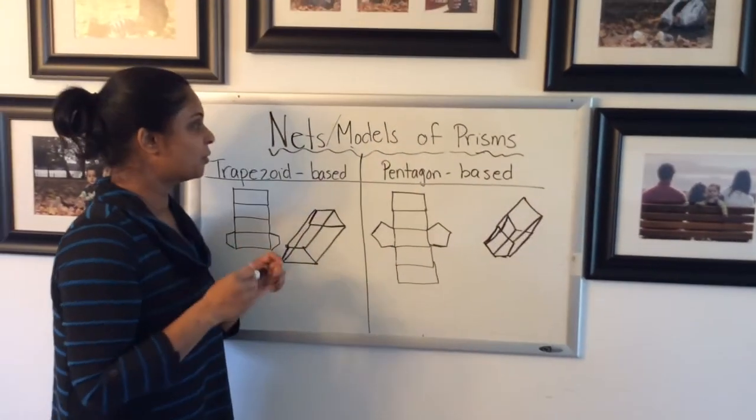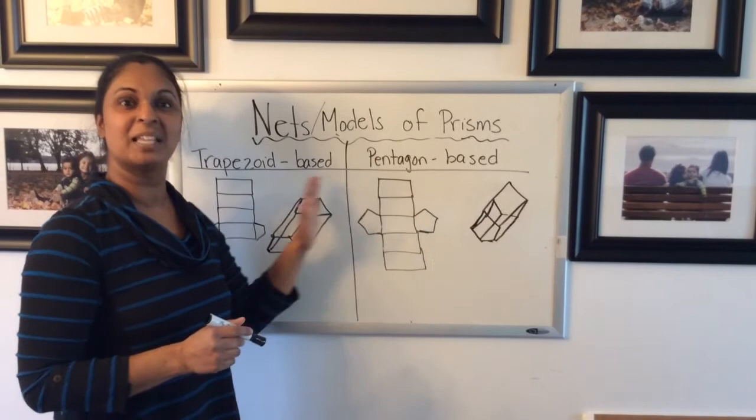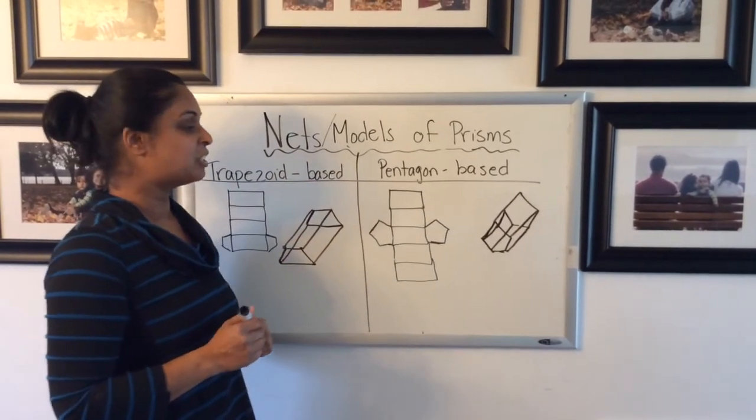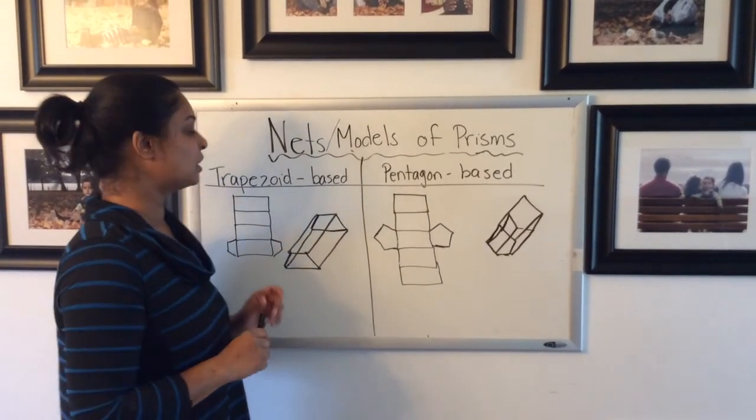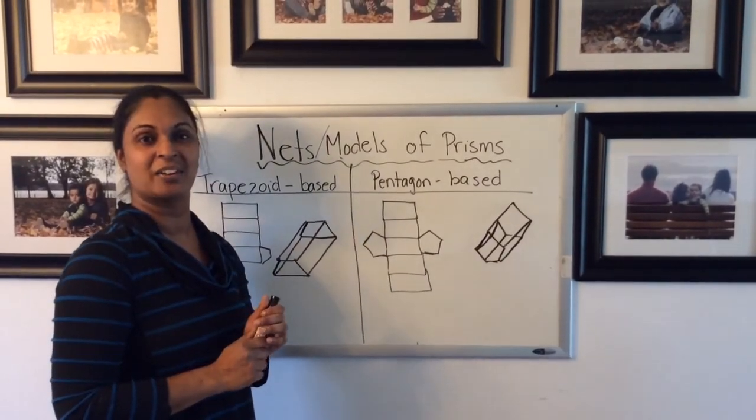All right, so that is a little bit of information on nets and models. They can be a little bit tricky to draw, but just do your best. And when you're identifying, really make sure that those bases are opposite each other.